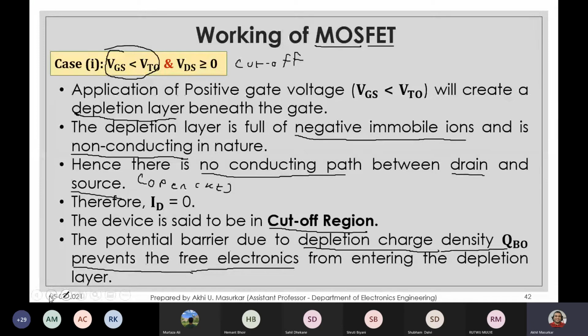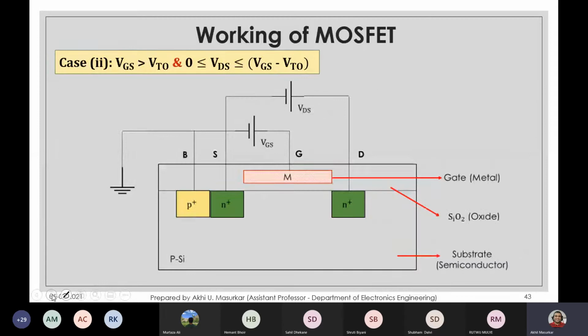Now, let's go to case 2. Case 2 is VGS greater than VTO. That means we are doing now some effort to form the channel. So first thing is we are trying to make VGS greater than VTO. Means what? Here channel will be formed.